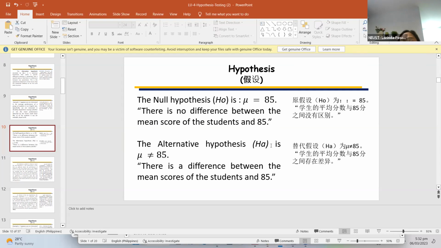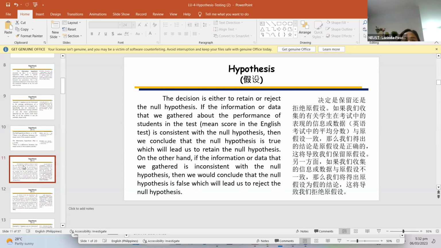Now, the alternative hypothesis HA can be mathematically stated as mu is not equal to 85. So what does this mathematical statement mean? It means that there is a difference between the mean scores of the students and 85. Why? Because the mean score is not equal to 85. So in mathematical statements and in words, we can state the null and the alternative hypothesis. So that is for the first example.